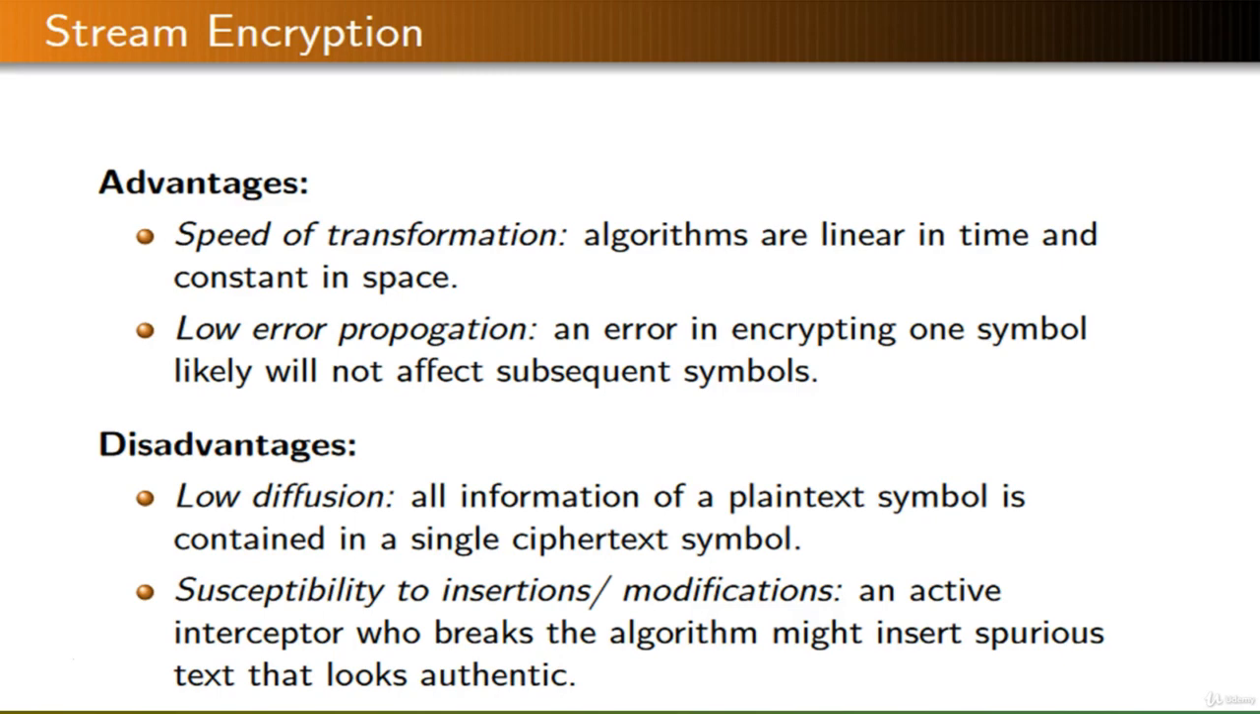Low diffusion is one possible disadvantage. All information of a plaintext symbol is contained in a single ciphertext symbol. Another disadvantage is susceptibility to insertions or modifications. An active interceptor who breaks the algorithm might insert spurious text that looks authentic.